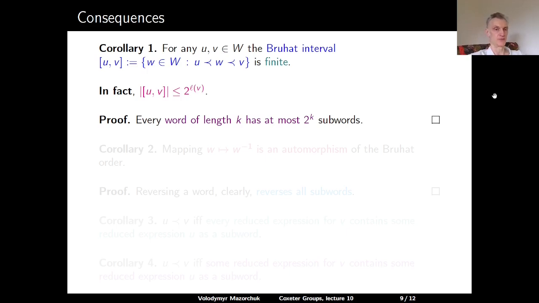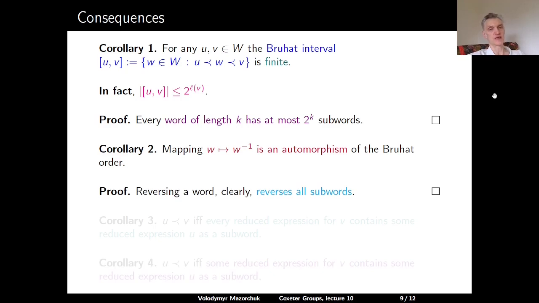That's the whole proof. Corollary 2, mapping w to w inverse is an automorphism of the Bruhat order. Of course, reversing a word reverses all subwords. So whenever we can speak about subwords of the word, we can speak about reversed subwords of the reversed word. So this implies corollary 2.